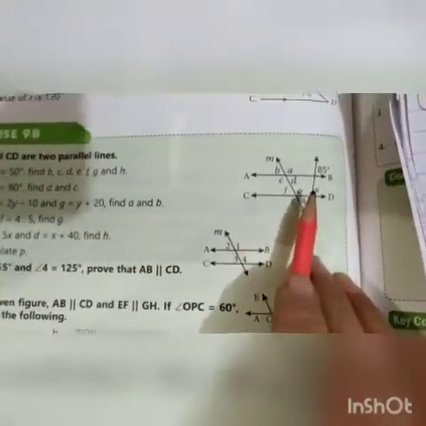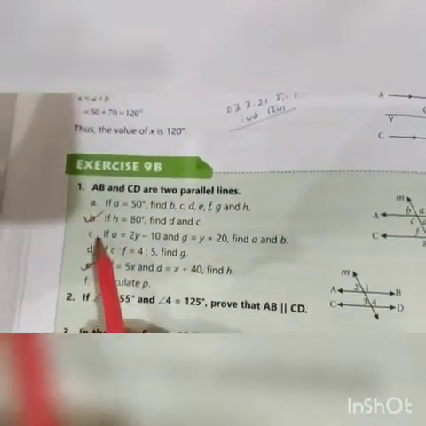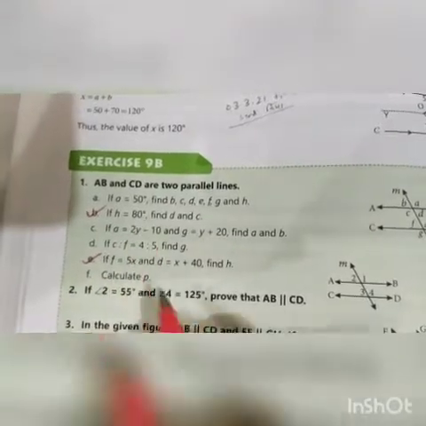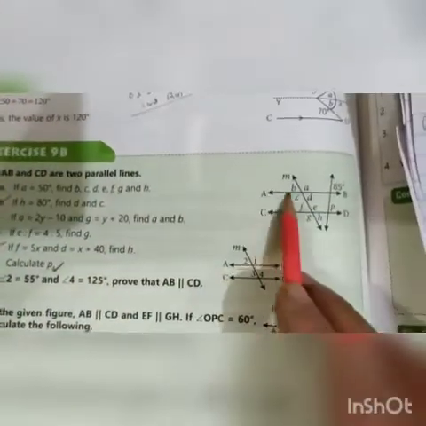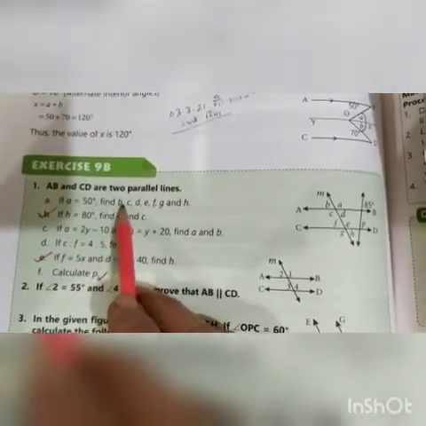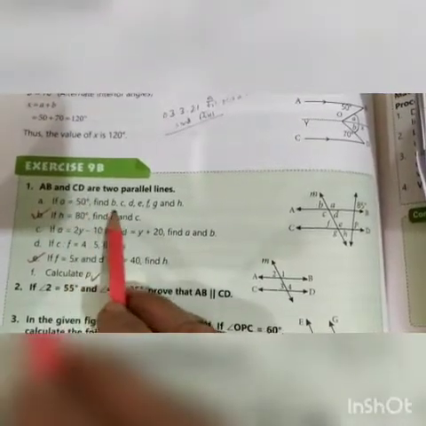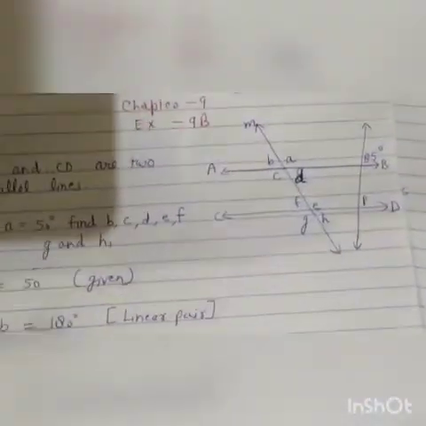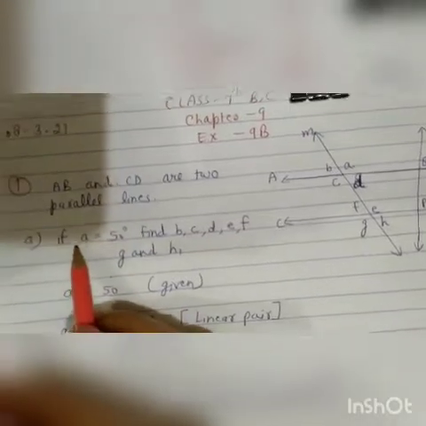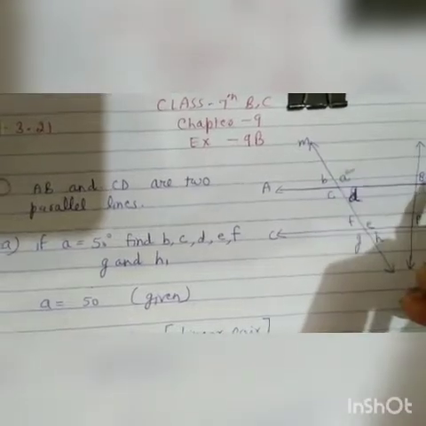See here, this figure is given in the book and in one question there are 6 parts. We have to do all 6 parts of question number 1. AB and CD are two parallel lines. If angle A is equal to 50 degrees, find B, C, D, E, F, G, H. Only one angle is given out of 8. We have to find the other remaining 7 angles. I have drawn the figure here. We are given that A is equal to 50 degrees. Which one is A? A is 50 degrees, this one.